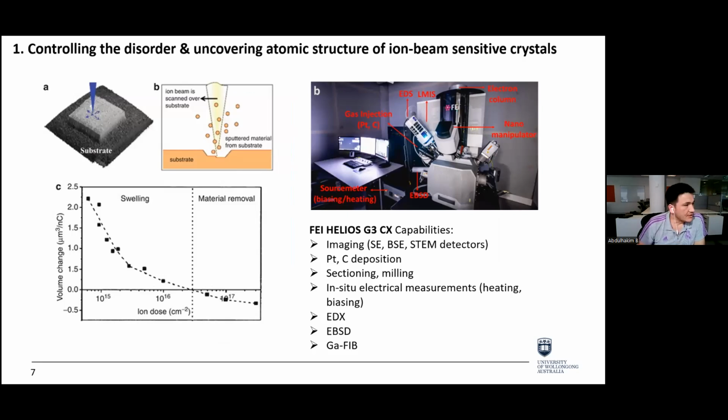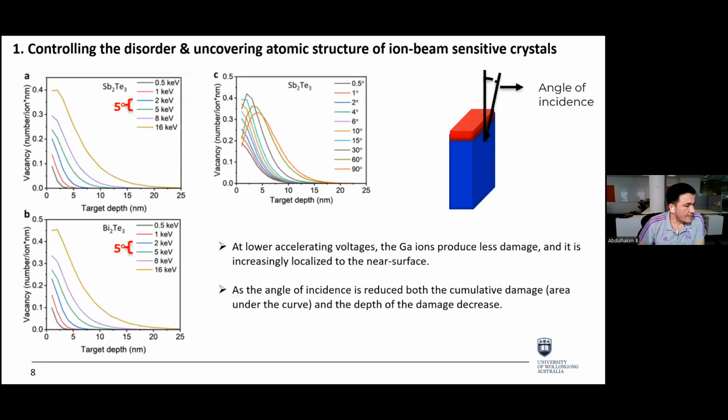Basically, the ion beam interacts with materials in many ways. It can cause swelling, and it can also cause material removal, and I've been using focused ion beam for various reasons. As you can see, when the ion beam irradiates the surface of a topological insulator, it causes amorphization. Many people struggle to get high resolution atomic scale imaging due to amorphization. So I developed a method that absolutely minimizes the ion beam amorphization.